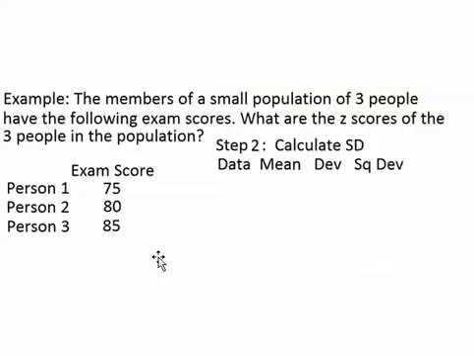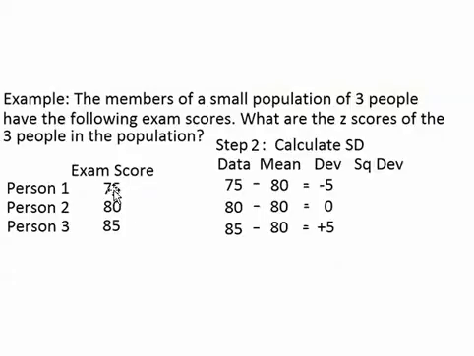Now we have to find the standard deviation of this small population. Well, to get the standard deviation, we just subtract each data value by the mean of 80 to get the deviations. The deviations are -5, 0, and +5, because this value is 5 below the mean, which means the deviation is -5. This score is at the mean, so it has a deviation of 0, and this score is 5 above the mean, so it has a deviation of +5.